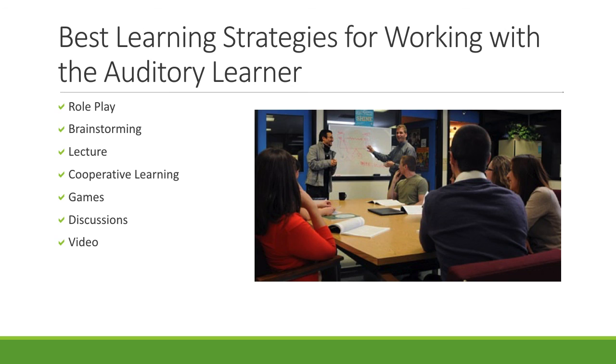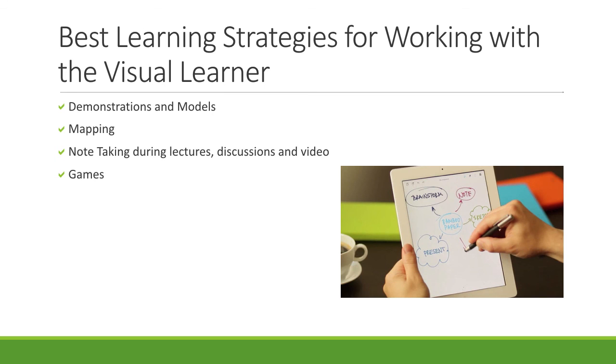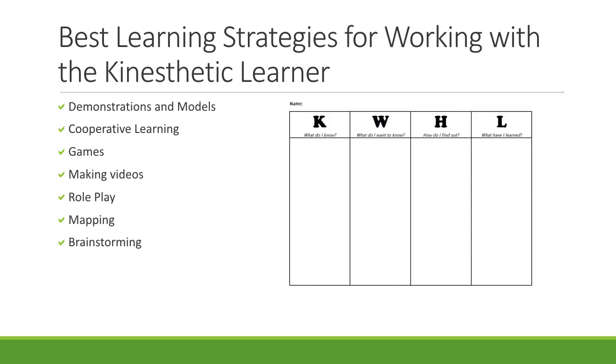The best learning strategies for working with the auditory learner are role play, brainstorming, lecture, cooperative learning, games, discussions, and video. The best learning strategies for working with the visual learner are demonstrations and models, mapping, note-taking during lectures, discussions, video, and games. The best learning strategies for working with the kinesthetic learner are demonstrations and models, cooperative learning, games, making videos, role play, mapping, and brainstorming.